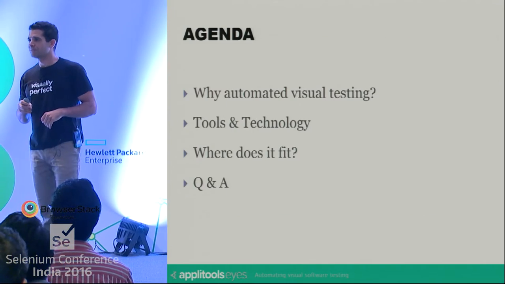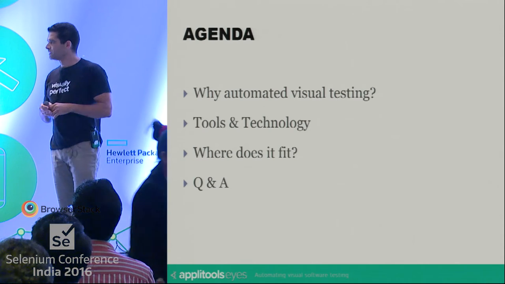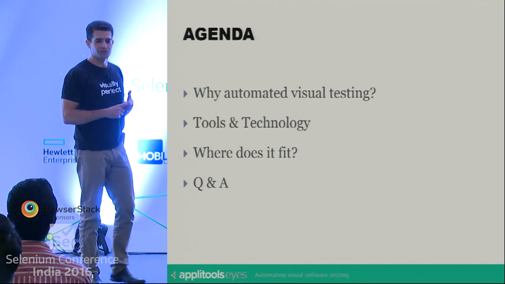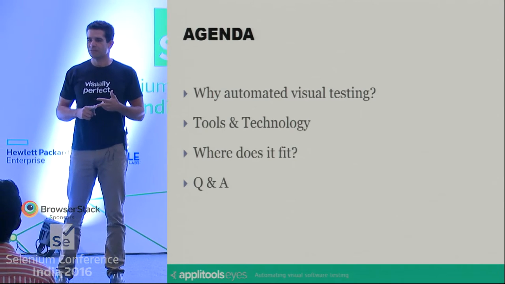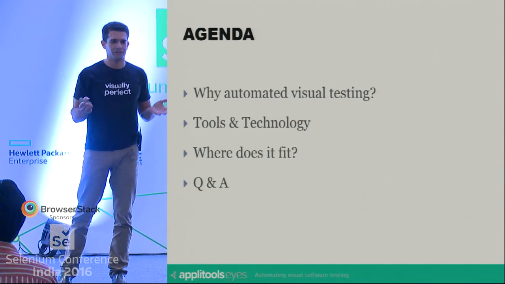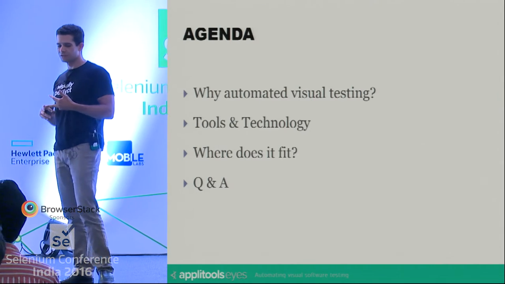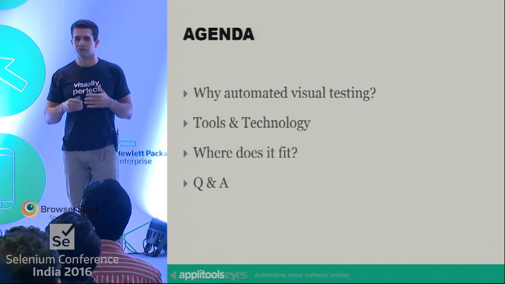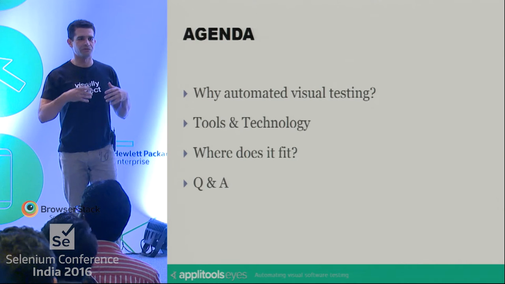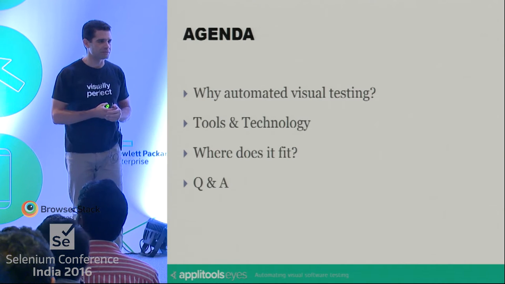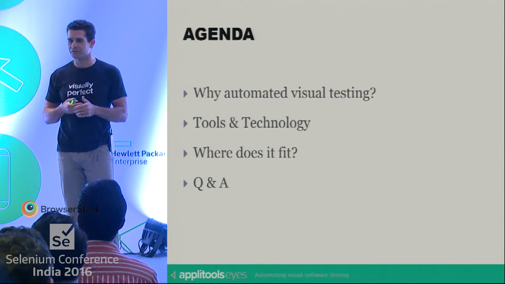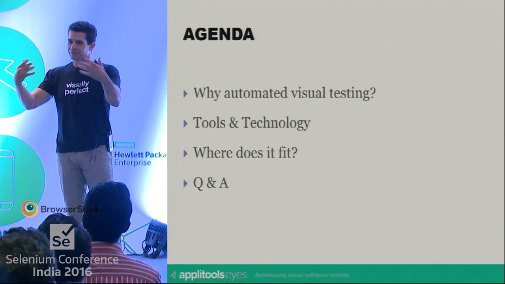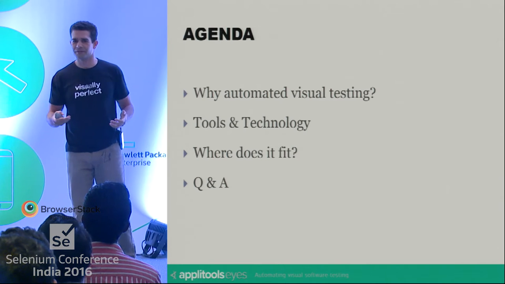So we have a lot to cover in today's session. First, I'll explain what visual testing is and why it should be automated. Then we'll look at the different tools that are available, how they work, and the technology that they're based on. And we'll conclude the session by explaining how automated visual testing can fit in your development or QA lifecycle. Of course, there will be time at the end to answer any questions that you may have, but especially in this forum, feel free to stop me at any point if anything is unclear.